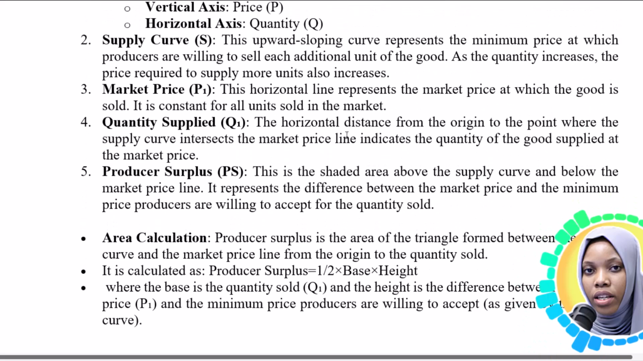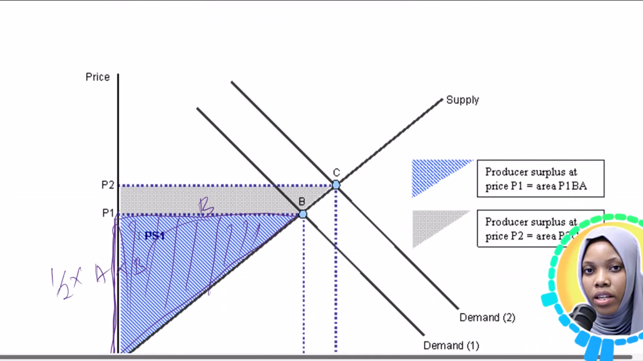And then we have the market price. This horizontal line represents the market price at which the good is sold. It is constant for all units sold in the market. This is our price curve.